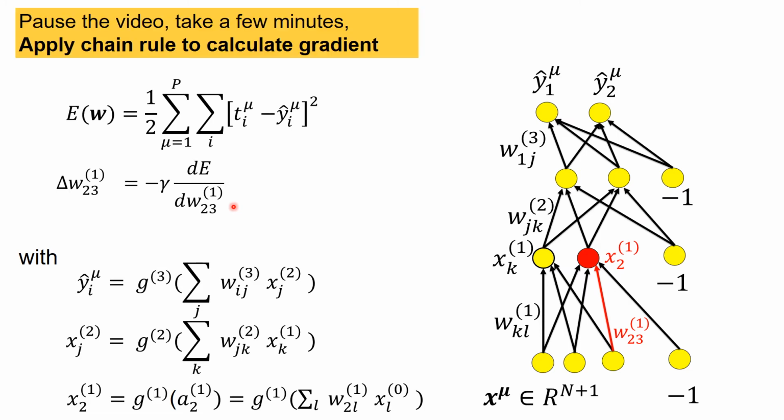What I suggest is that you pause the video now for a few minutes, take 5 minutes or 10 minutes, whatever you want, and apply the chain rule. And this should give the update.